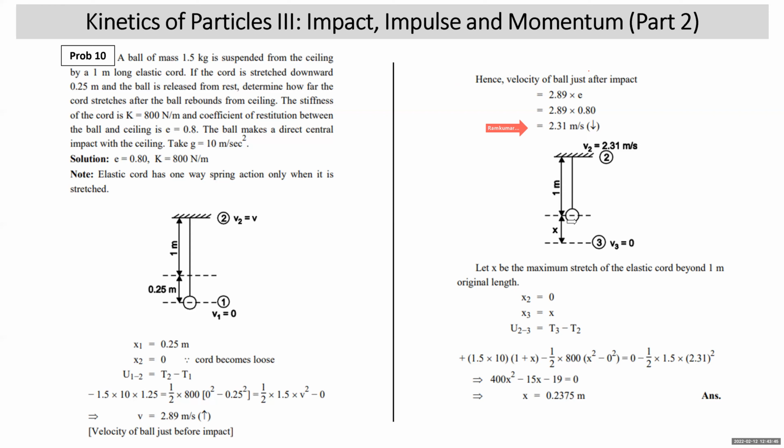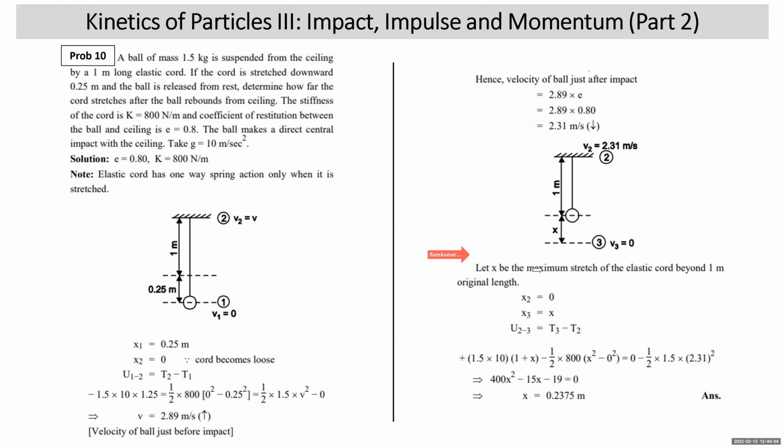Now, but further the ball will continue to go down till it comes to rest. So we identify the third position when the ball has come to rest, right? Let x be the maximum stretch of the elastic cord, but that stretch will be beyond 1 meter because 1 meter was its original length.